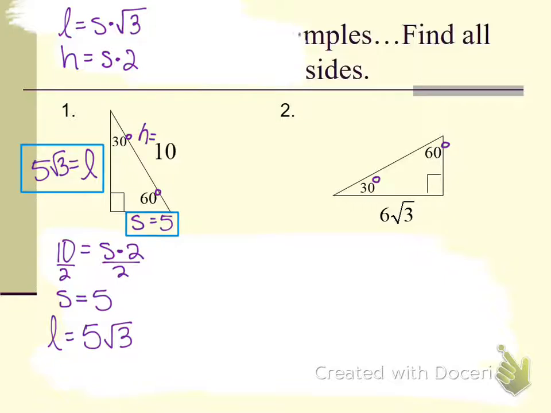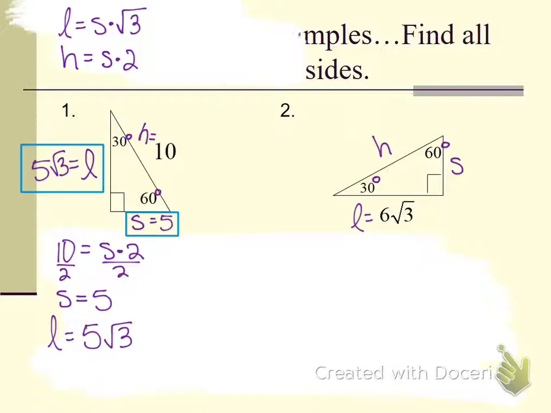On example 2, did they give us S, L, or H? They gave us L this time. The one across from the 60 is the long leg. So, of course, across from the 90, I could label that H. Across from the 30 is S. Are we all remembering what it means to be across from the angles? We're all okay with that? Not next to, but across from.